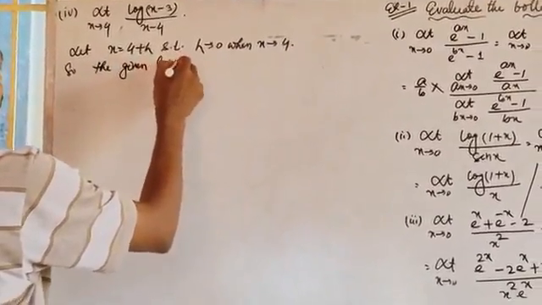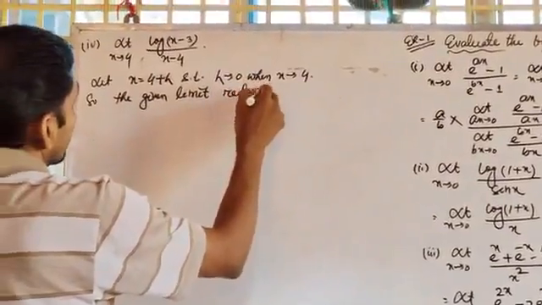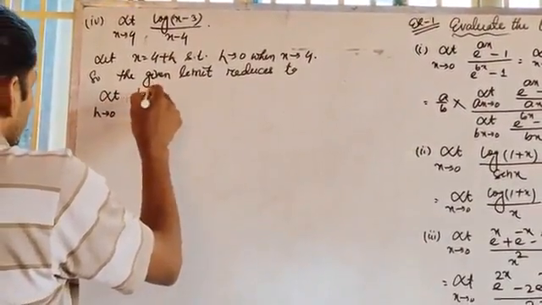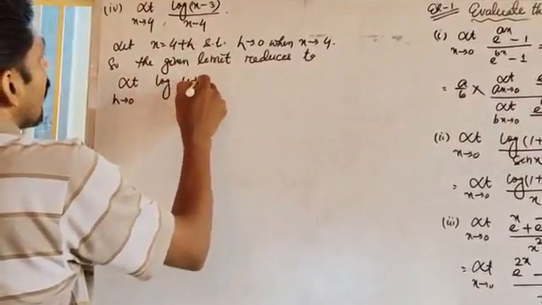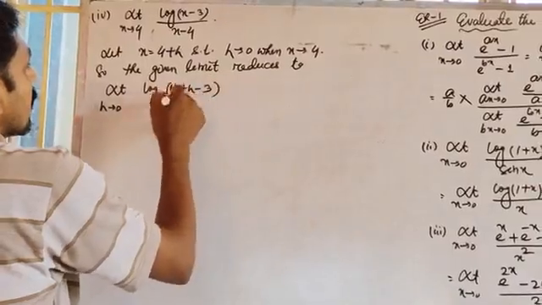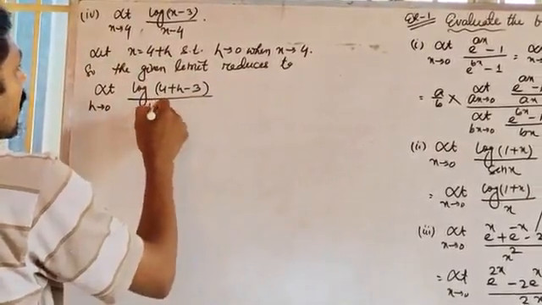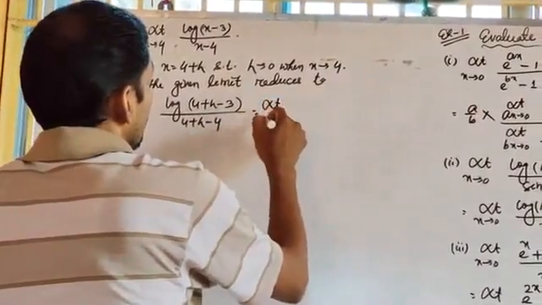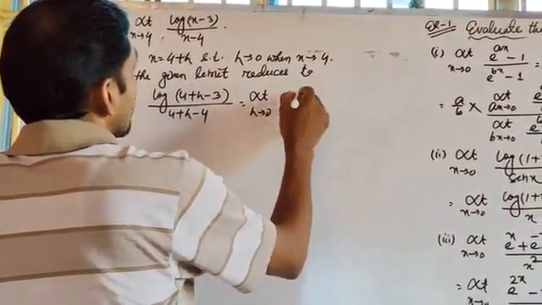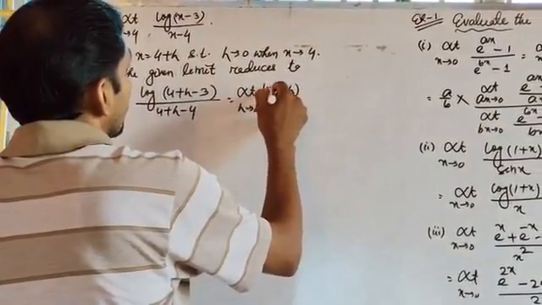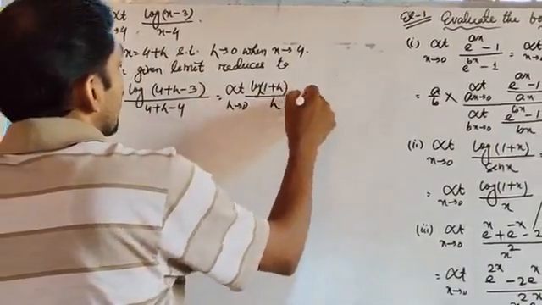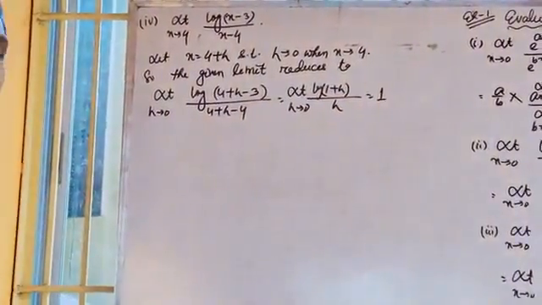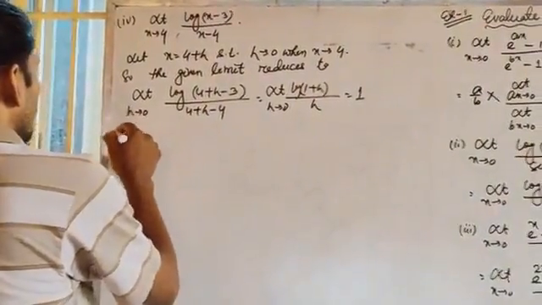So the given limit reduces to limit h tends to 0. In place of x we will write 4 plus h, log (4 plus h minus 3) by (4 plus h minus 4). Now this is equal to limit h tends to 0, log 1 plus h by h, and this is nothing but the standard formula, limit of log 1 plus x by x, x tends to 0, is 1.